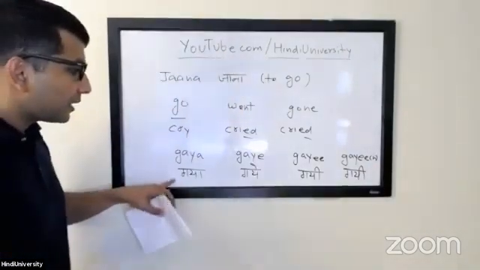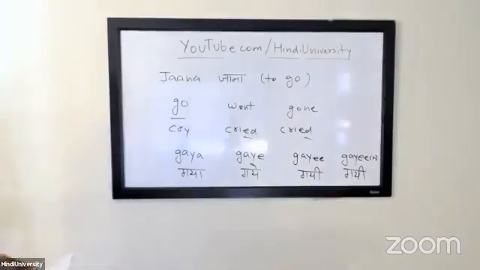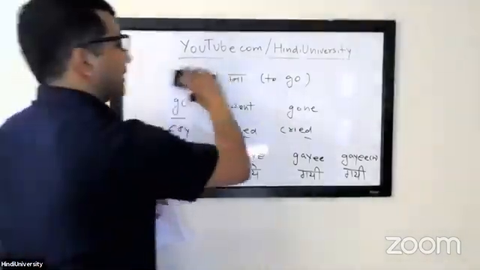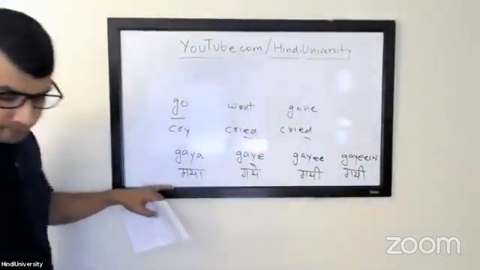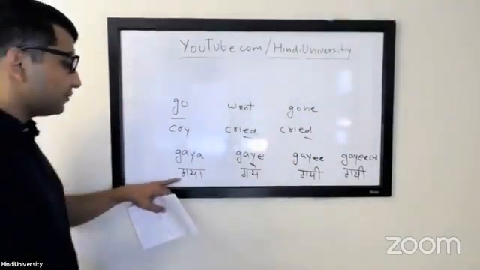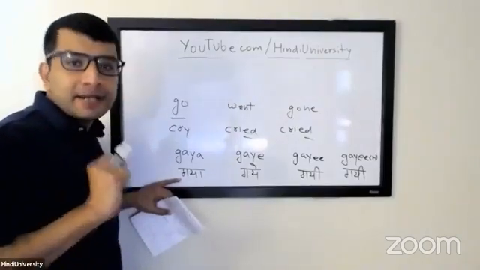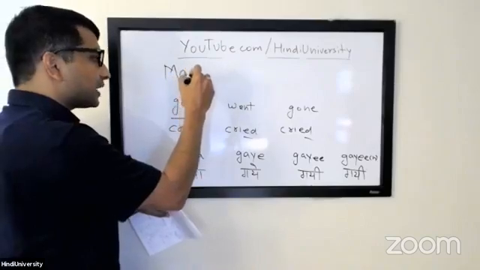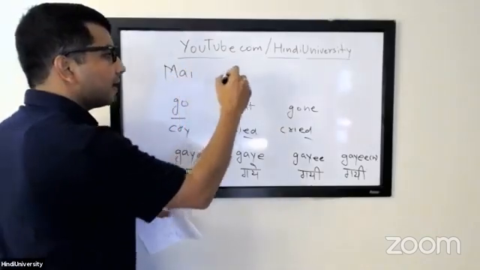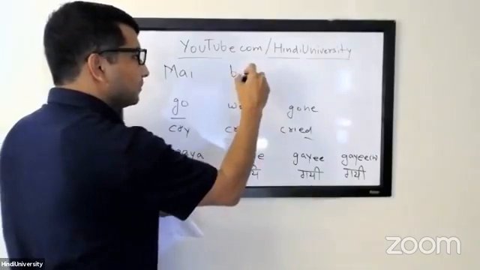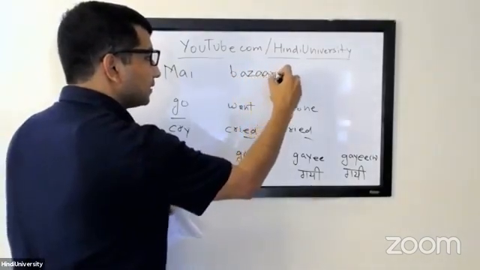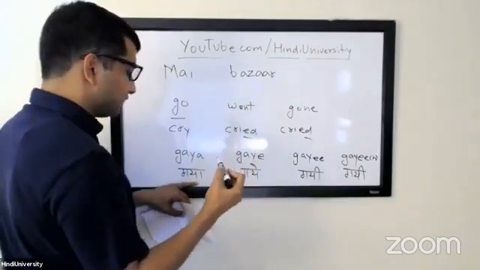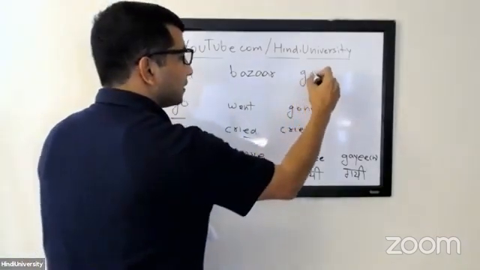Okay, and this should be easy, right? I mean, you can say main. And now, because, as you know, this is an intransitive verb, you'll not be using ne with your pronoun, right? So if you want to say I went to market, you'll say main. There is no ne here, main bazaar. And because it's not taking a direct object here, it's an intransitive verb. It's main bazaar gaya.